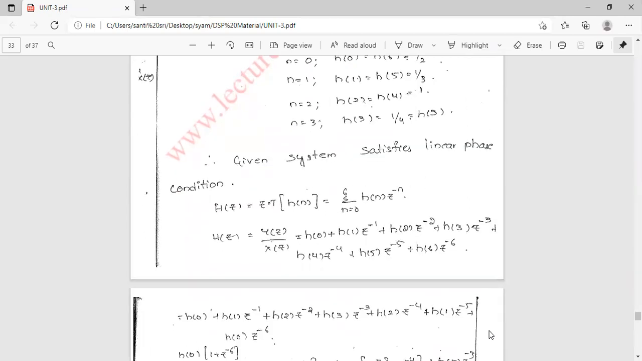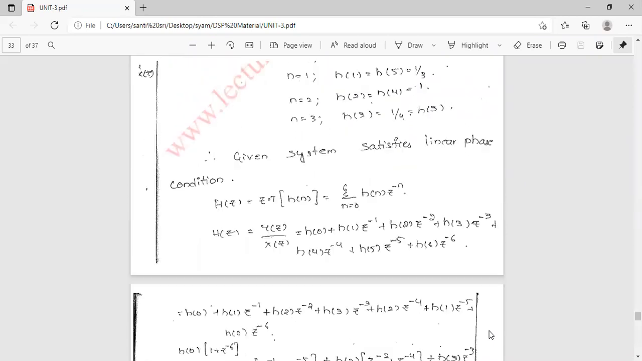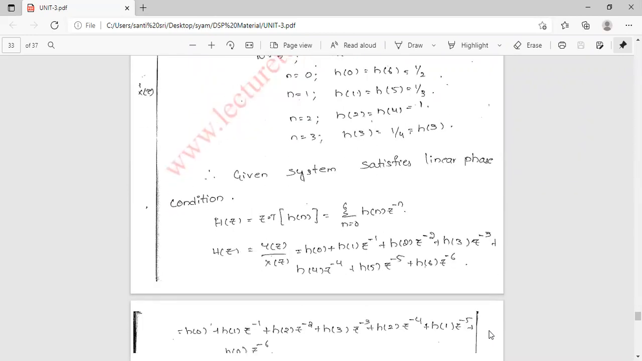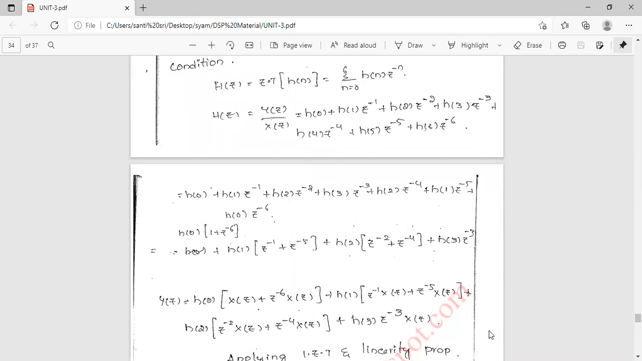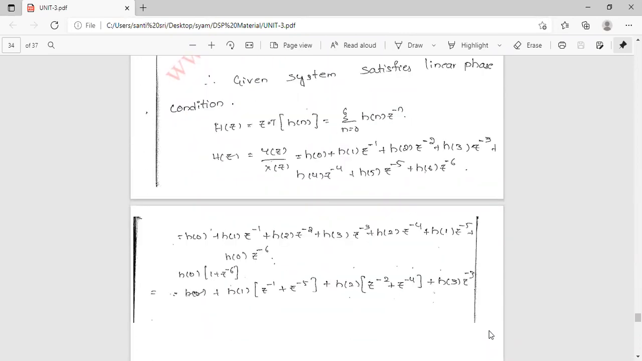Okay. So H of z is equal to this one. It was already done. So Y of z is h of 0 plus h of 1 into, like this. Now replace these conditions. So h of 6 is replaced by h of 0, h of 5 is replaced by h of 1, h of 4 is replaced by h of 2, and h of 3 is h of 3, right?